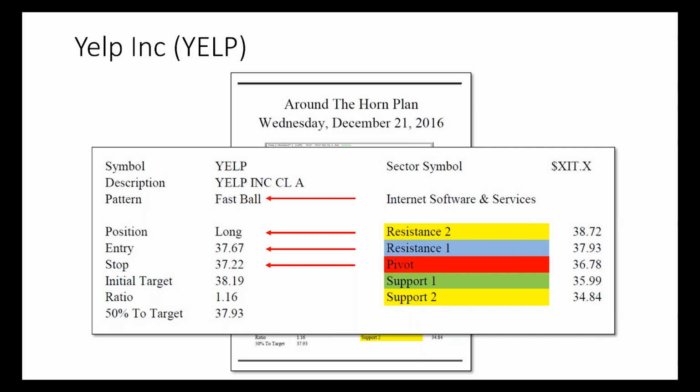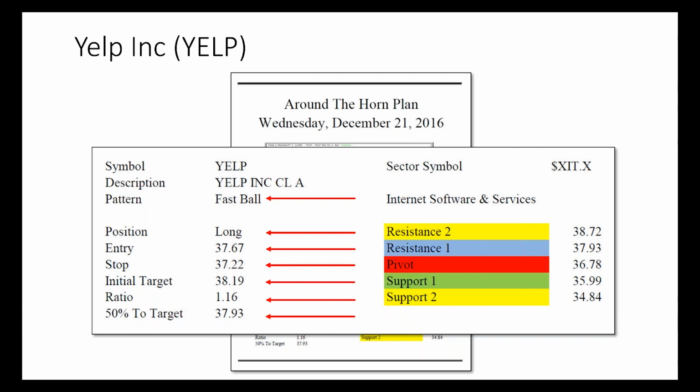You're going to take that output that the scanner gives you, and you go down into a 5-minute chart. You find support and resistance. Boom, $37.22. If it violates that price, I'm looking to get out of the trade. My initial target, $38.19. That's again from a daily bar. My ratio on the trade, 1.16 to 1. I just always want to see that be better than 1 to 1.